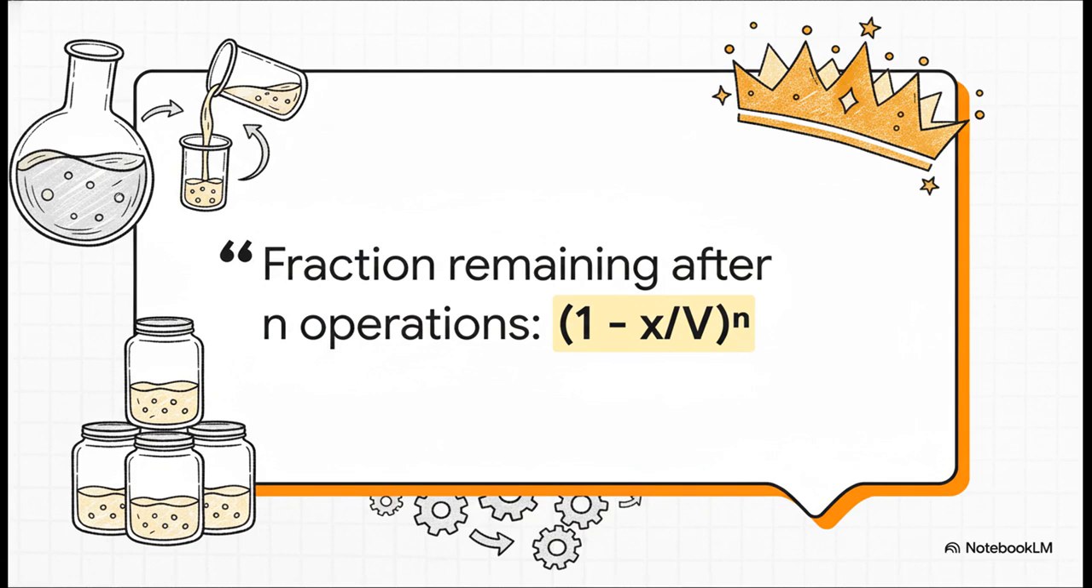The final amount of that original liquid equals the starting volume, V, times this little factor right here, 1 minus x over V, all raised to the power of n. In this, x is just the amount you swap out each time, and n is simply how many times you do the swap. Burn the structure into your brain, and these problems become a piece of cake.